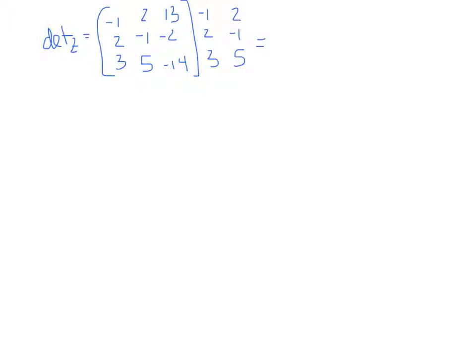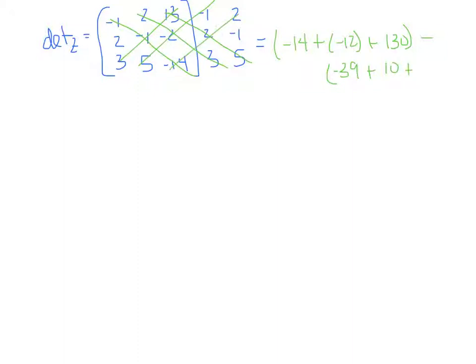Finding the determinant of this, we have negative 14, plus negative 12, plus 130, minus, going the other way, negative 39, plus positive 10, plus negative 56. And if we find this, we have the determinant for our z. Okay, so that equals 189. And so now we have all four determinants.